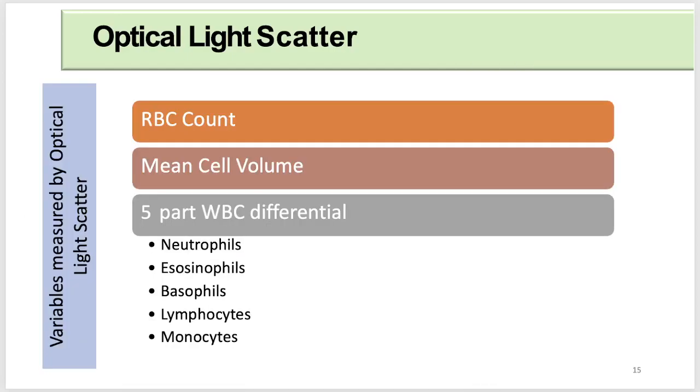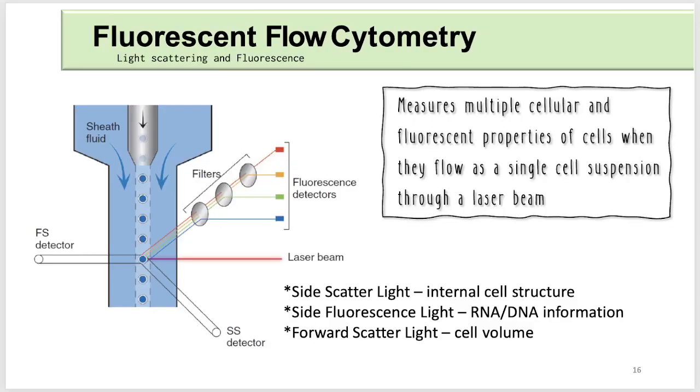So, ito naman ang different variables measured by your optical light scatter. Meron tayong tinatawag na RBC count, your mean cell volume, your 5-part WBC differential. So, we have another concept that you have to understand.